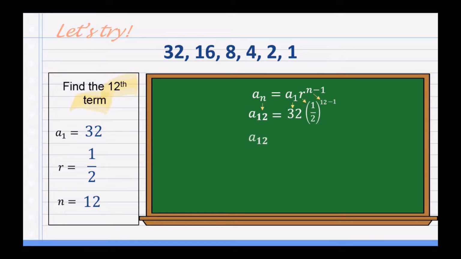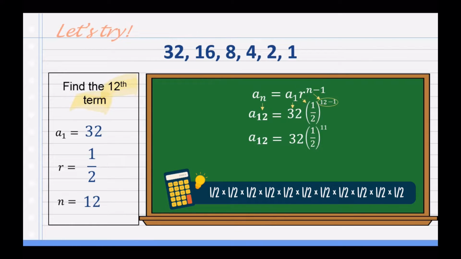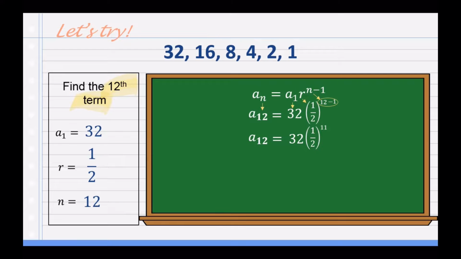With our PEMDAS rule, we have to solve first the exponent. So we have a sub 12 is equal to 32 times 1/2, and this will become 11. Now we'll have to raise 1/2 to 11. So this is just simply multiplying 1/2 11 times by itself. So this will become a sub 12 is equal to 32 times 1/2048. Then we will multiply 32 by 1/2048. So this will now become a sub 12 is equal to 1/64. So the 12th term of the sequence 32, 16, 8, 4, 2, and 1 is 1/64.